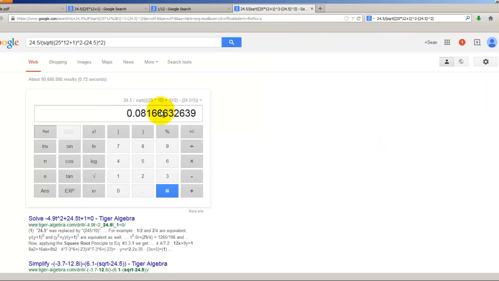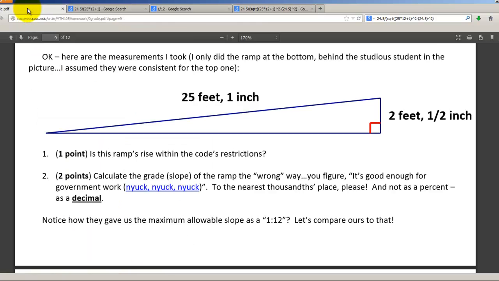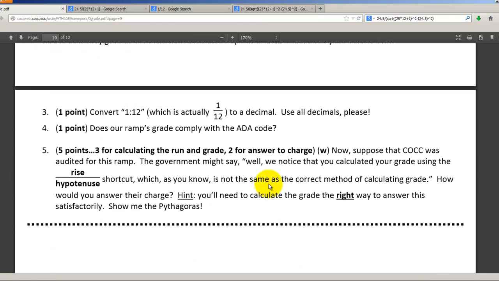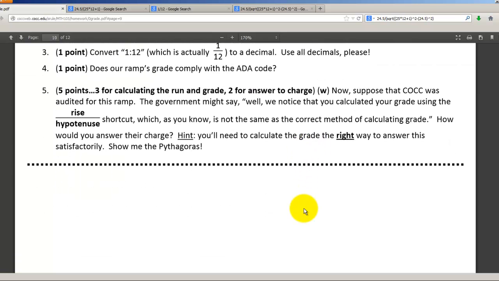The grade comes in at about, if you want to round it off, I don't know what I told you to round to. I don't know if I even did tell you to round anything. I did not. That's okay, but it doesn't matter because it's still under the maximum allowable grade. So yay, we're good. We are still under 1/12 and we're ADA compliant.